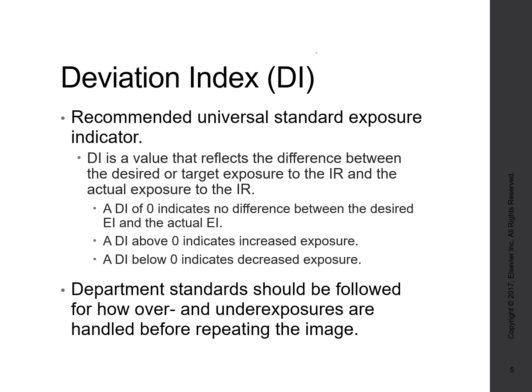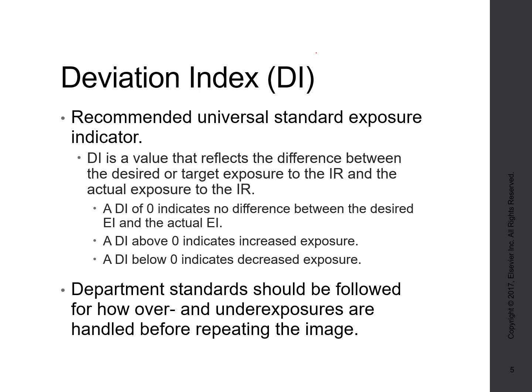Okay, so the deviation index is also a recommended universal standard for indicator. Now, rather than the exposure index telling us how much exposure we had, so it could guide us to where we wanted, the deviation index is looking at our exposure index and saying how far off are we from what our target was. So a deviation index of 0 indicates that there's no difference between the desired exposure index and the actual index. So in our lab, if I took a chest x-ray and my target is 800 and my exposure index is 800, my deviation index would be 0.